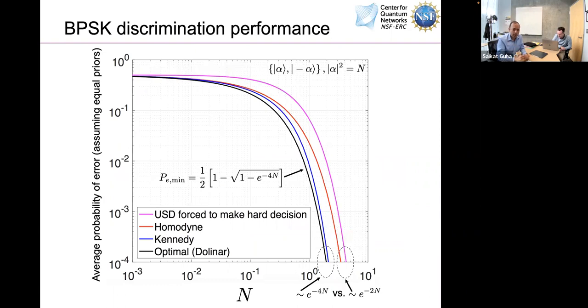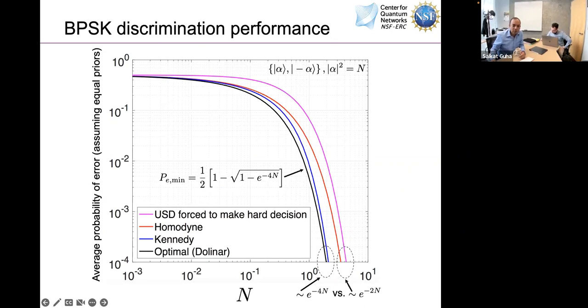So if you plot the error probabilities of your BPSK signal, what you see is that this red line is the performance of homodyne, this blue line is the performance of the Kennedy receiver, this pink line is the performance of this USD receiver, but forced to make a hard decision. And this black line is something I haven't told you how to derive, which we are going to talk about next, the optimal receiver, which is achieved by the $1 receiver. All right, and there's a difference between how these scale with mean photon number n as n increases.